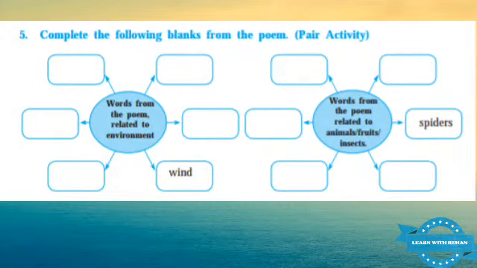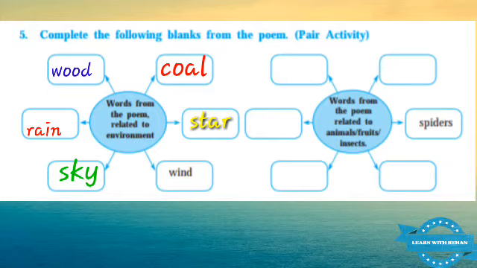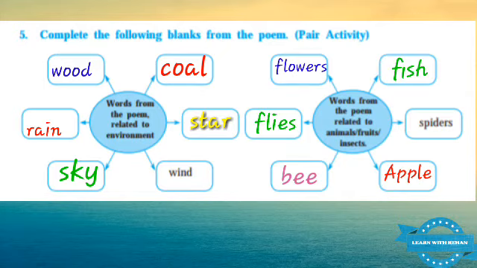Question number 5. Complete the following blanks from the poem. Words from the poem related to environment: wood, coal, star, wind, sky, and rain. Words from the poem related to animals, fruits, and insects: flowers, fish, spiders, apple, bee, and flies.